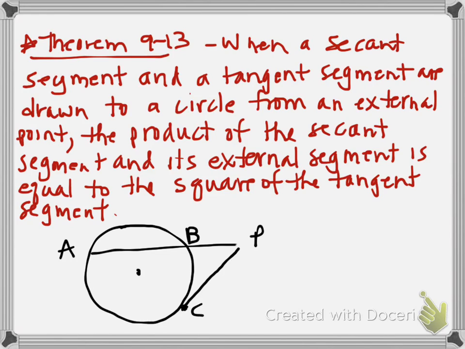So what this says is the length of PA, that's the entire secant, times its external segment, which is PB, is going to be equal to the tangent segment squared. Now, honestly, this is the same as Theorem 9.12. The tangent is the entire thing from P to C. Its external segment is PC. That's why we multiply it by itself, because not only is it the segment, it's also the external segment, because there's nothing inside. So it's basically a slight variation of 9.12.